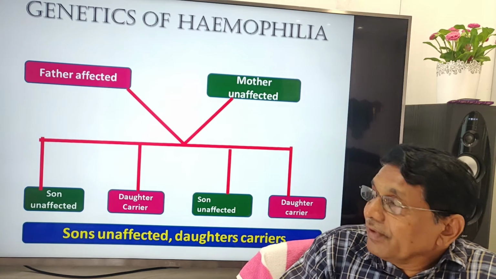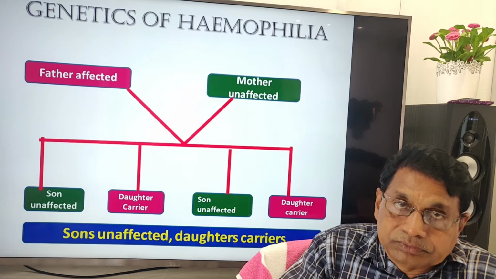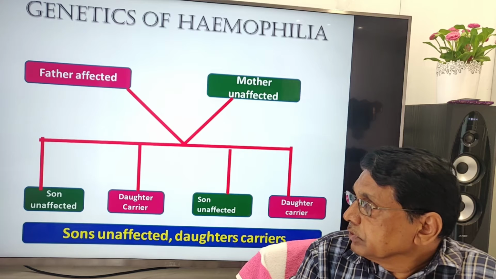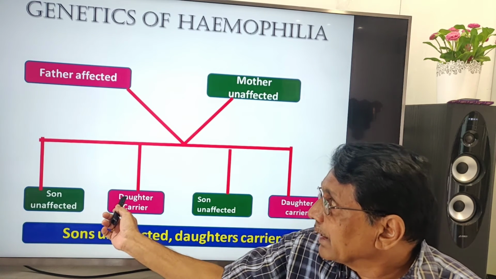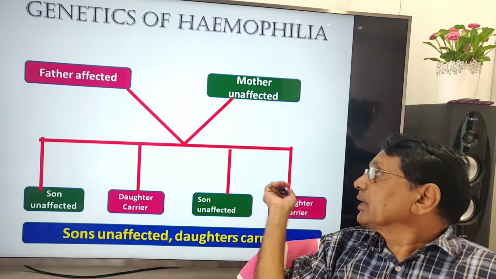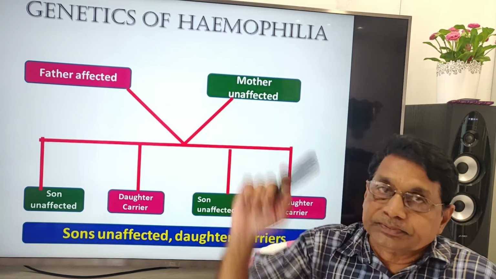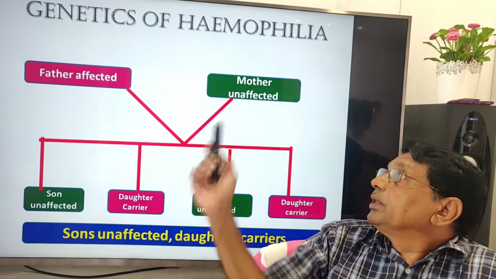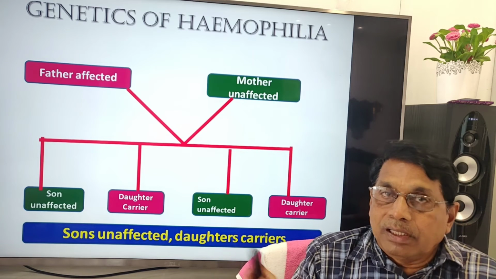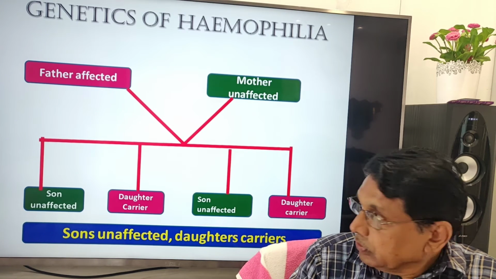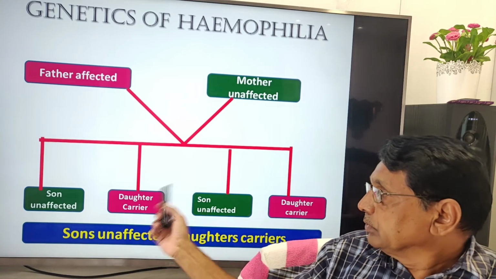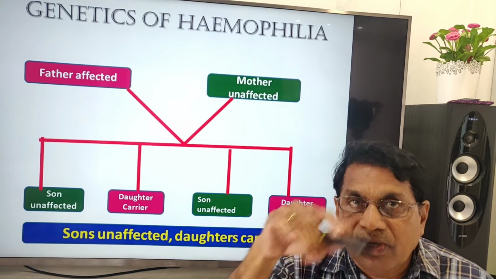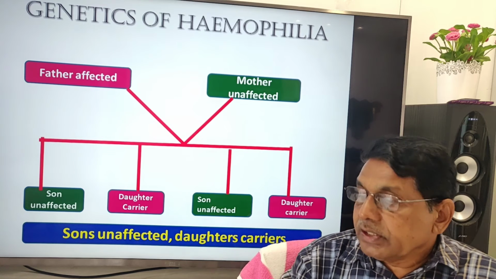Consider this family: father affected with haemophilia, mother unaffected, son unaffected, daughter carrier, son unaffected, daughter carrier. If this is the situation in the family, with the father haemophilic and mother normal, then sons are unaffected and daughters will be carriers because they carry the X gene of the father. Sons unaffected, daughters carriers.